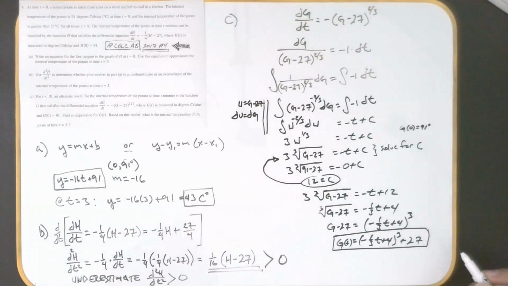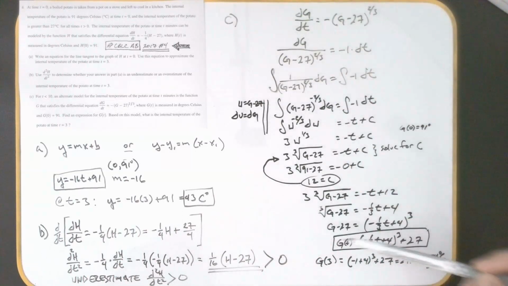And then we need to use this to find the internal temperature of the potato at t equals 3. So our final step is let's just go ahead and figure out what g of 3 would be. So we get negative 1/3 times 3, this is going to be negative 1. So we get negative 1 plus 4 cubed plus 27. So negative 1 plus 4 is 3. 3 cubed is 27. So we get 27 plus 27. So we get 54 degrees Celsius. Okay. And that part C, that's 5 points.